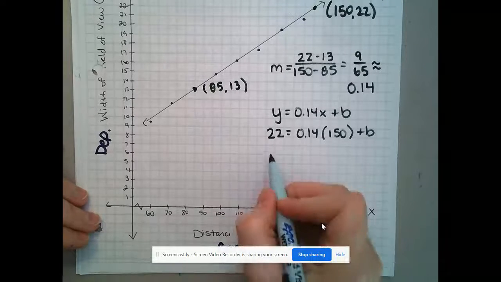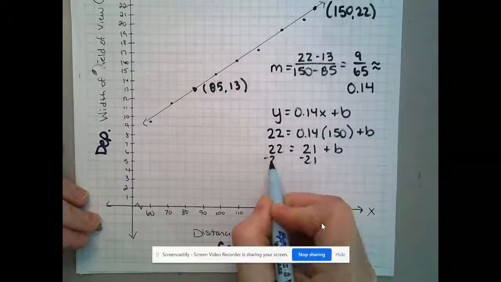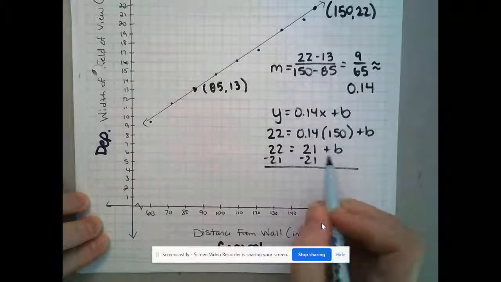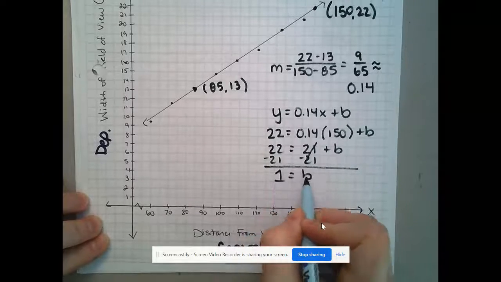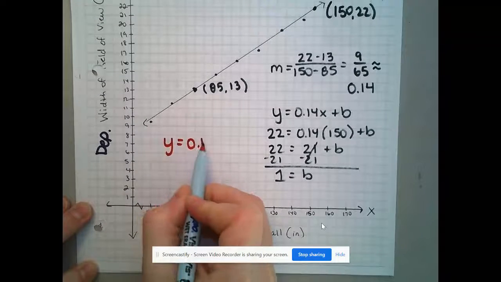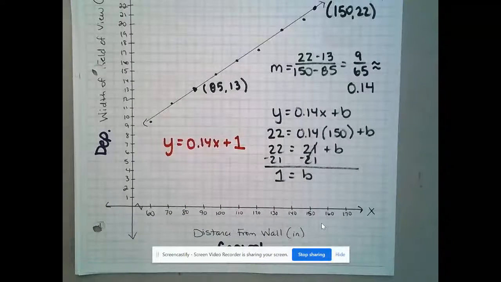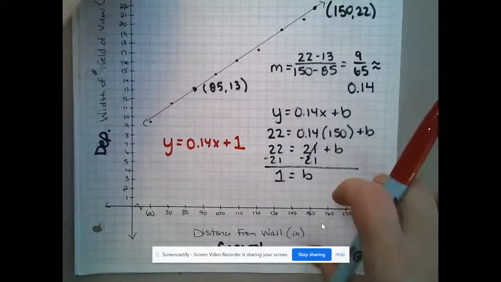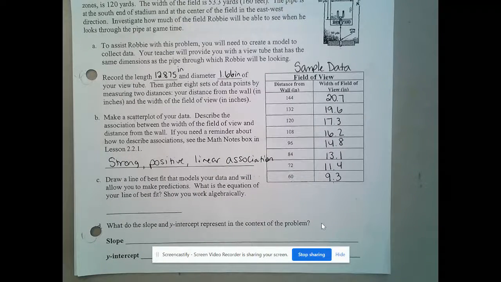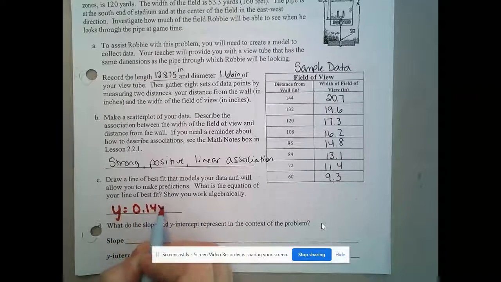So when I multiply, I get 22 equals 21 plus b, and I would subtract 21 from both sides, and this came out very nicely: 1 equals b. So my y-intercept for this particular line is 1, so I would say y equals 0.14x plus 1 is the equation for my fitted line. Draw a line of best fit. We did that. What is the equation? So my line of best fit was y equals 0.14x plus 1.